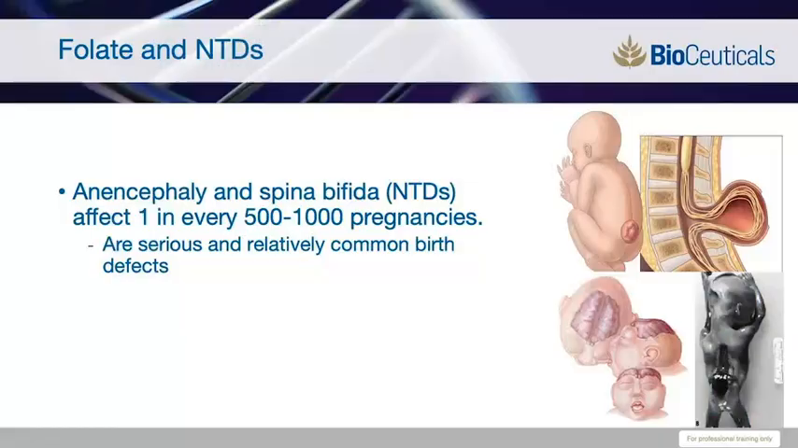So anencephaly and spina bifida together are referred to as neural tube defects. They occur in 1 in every 500 to 1,000 pregnancies. They are serious and relatively common. So we know that the folic acid fortification that I spoke about in the last module is really to prevent neural tube defects. And that all came about because of this study.